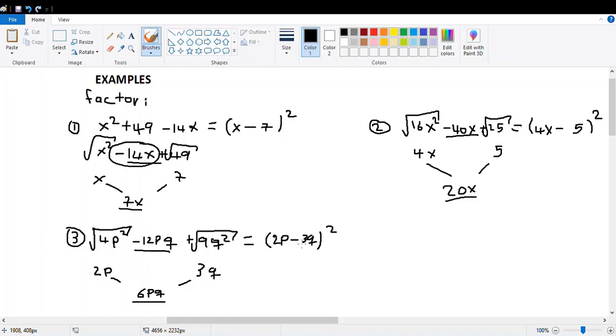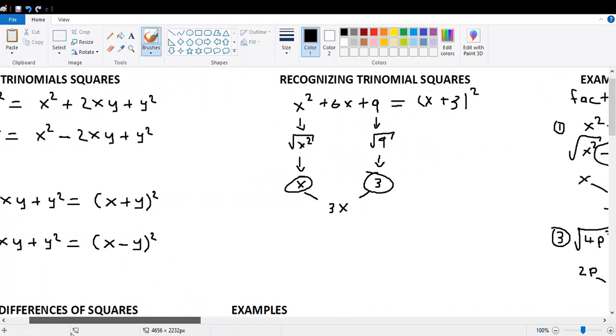Guys, remember that it is always important to check your process. How can you check your process? If you apply the special product here, your answer must be the original polynomial. In other words, how can we check if the factoring process is correct? By multiplication. In this case, multiplication of a binomial square. Okay, this is the first method that I was going to explain.